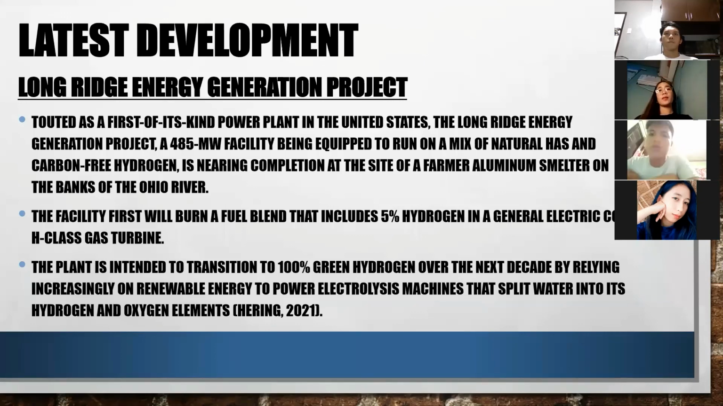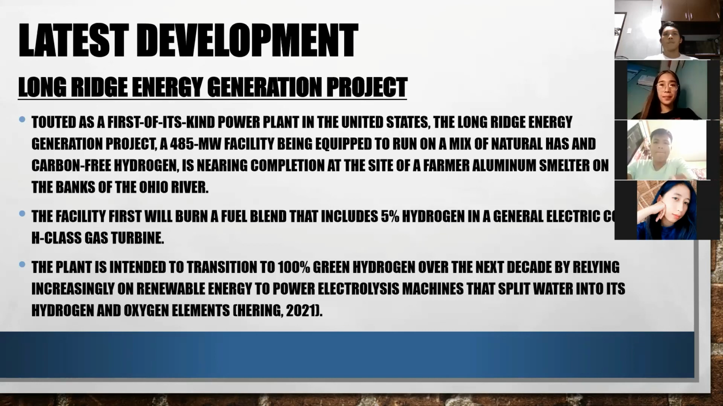The facility will burn a fuel blend that includes 5% hydrogen in a General Electric H-class gas turbine. The plant is intended to transition to 100% green hydrogen over the next decade by relying increasingly on renewable energy to power electrolysis machines that split water into its hydrogen and oxygen elements.